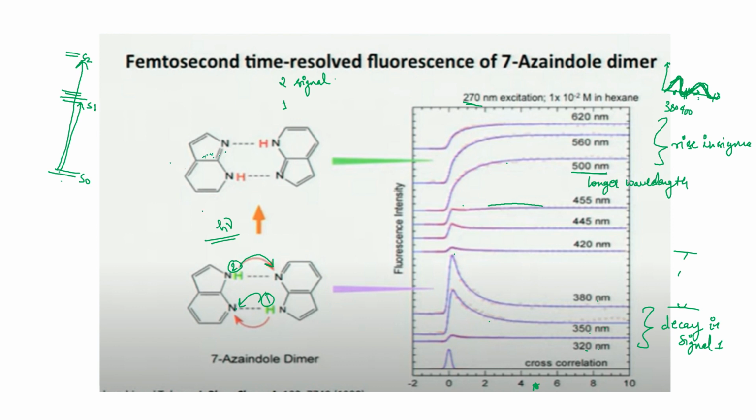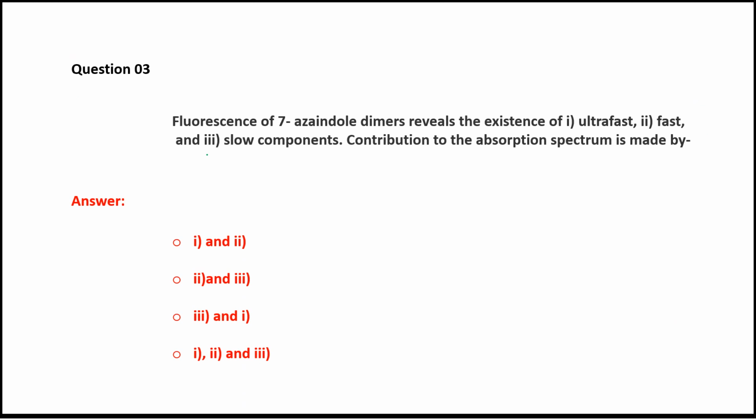Okay. Now we'll go to the next question, that is question number 3. The question is: fluorescence of 7-azaindole dimers reveals the existence of ultrafast, fast, and third slow components. Contribution to the absorption spectra is made by.